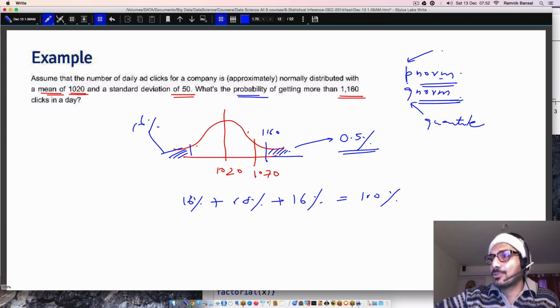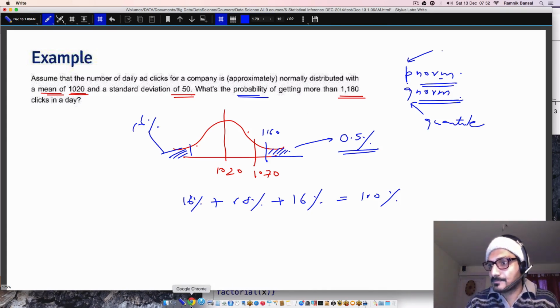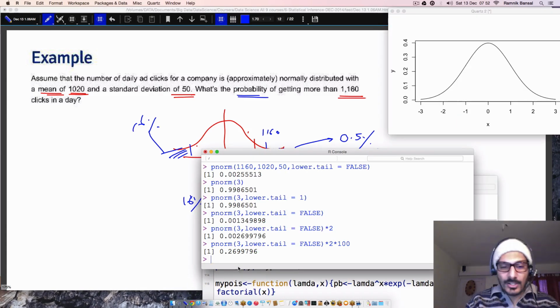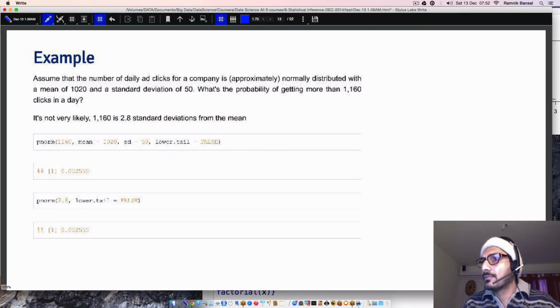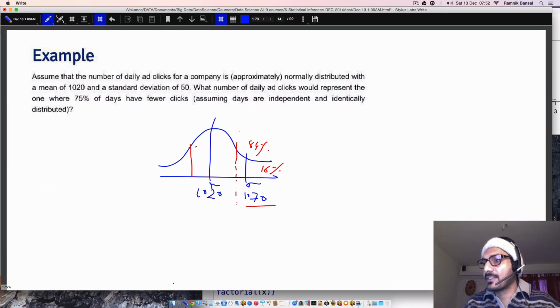So if I come back to my formula now, I say qnorm. In the qnorm, I want to give the probability. So my probability is 75%, which is 0.75, and then my mean is 1020, standard deviation is 50. What am I interested in? What's the probability of getting more than... No, sorry, this is the wrong question. We already solved this. This is what we are interested in, right?